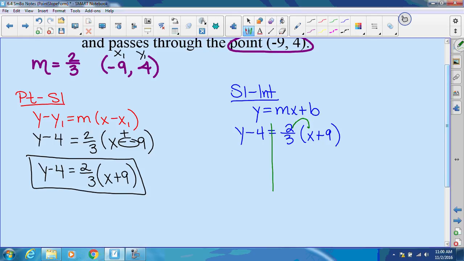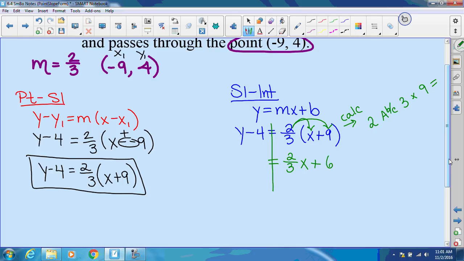So my first step in solving for y is to distribute. 2/3 times x is 2/3 x. 2/3 times 9, you can do that on your calculator. So as a reminder, on your calculator, you would do 2, your fraction button, 3, and then times 9, and then hit enter, and you should get out a 6.